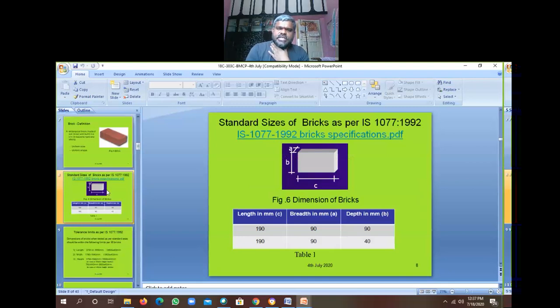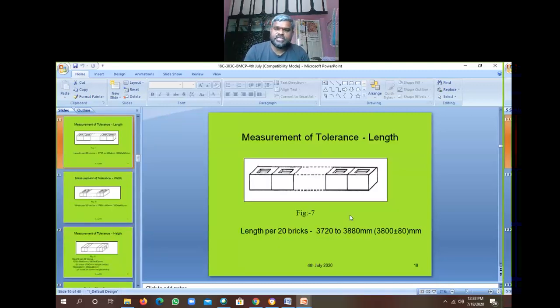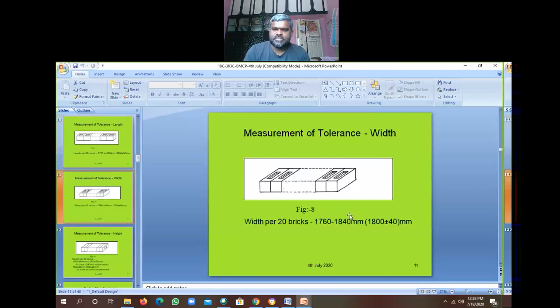The standard sizes we have also seen as per the IS 1077:1992 code, brick specifications like a nominal brick 190 by 90 by 90. There is a tolerance limit in the code. If you take 20 bricks in a line, lengthwise they should measure 3800 mm, plus or minus 80 tolerance allowed, the acceptable limit. For width, 20 bricks should be 1800 but plus or minus 40 is allowed. Height-wise also plus or minus 40 tolerance is allowed as per IS 1077. This is the measurement of tolerance in length, width, and height.